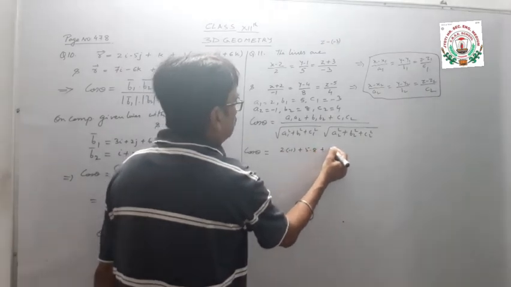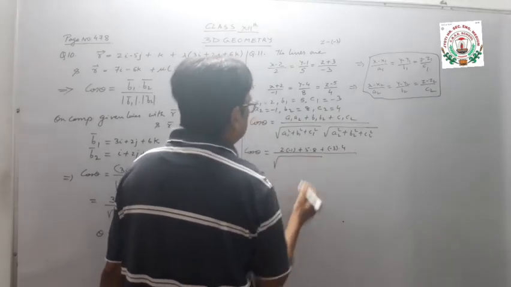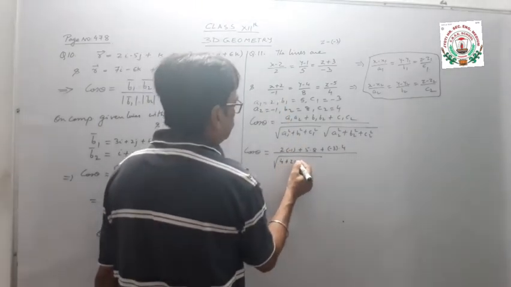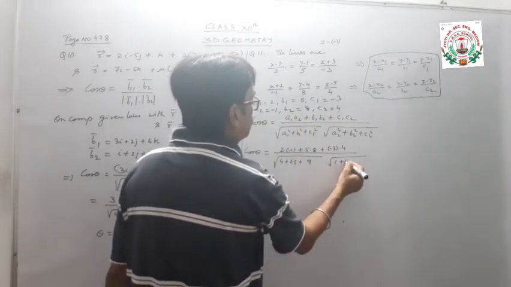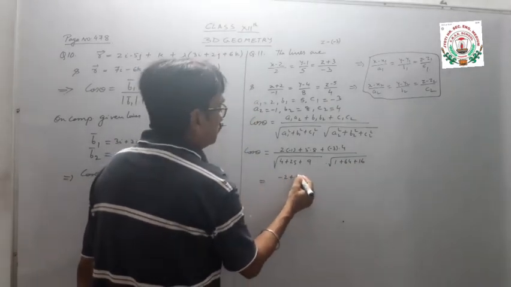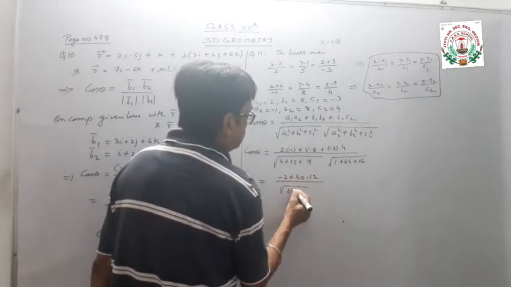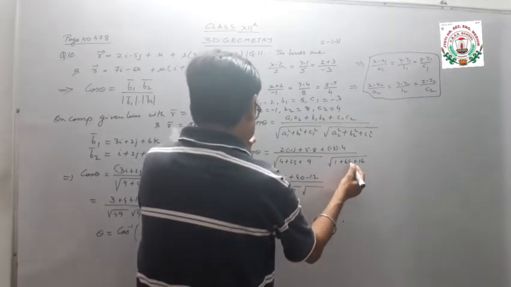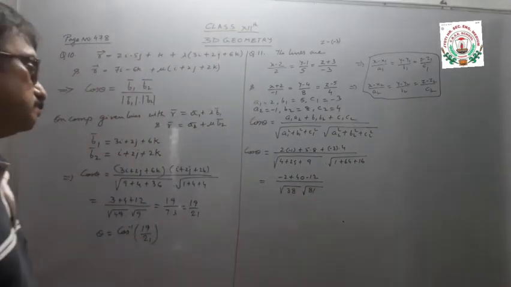So cos theta equals a1 a2, 2 into −1, b1 b2, 5 into 8, c1 c2, −3 into 4, upon under root of a1 square plus b1 square plus c1 square: 2 square 4, 5 square 25, 3 square 9, into a2 square, −1 square 1, 8 square 64, c2 square 16. That is −2 plus 40 minus 12 upon under root of 38, and this becomes under root of 65 plus 16, 81.